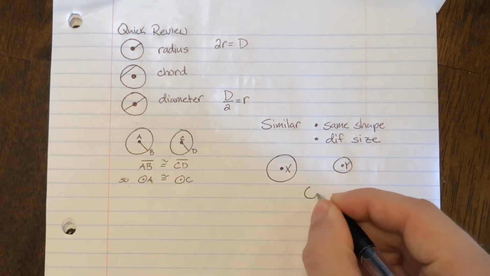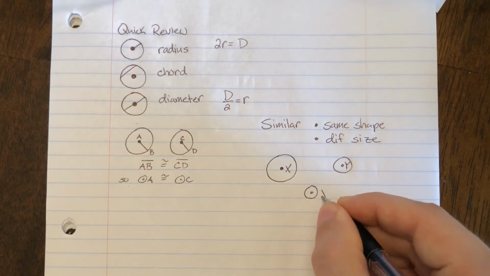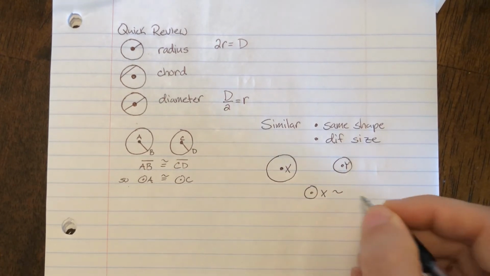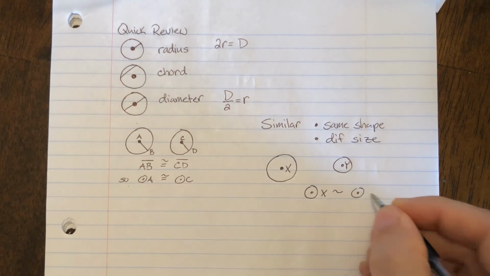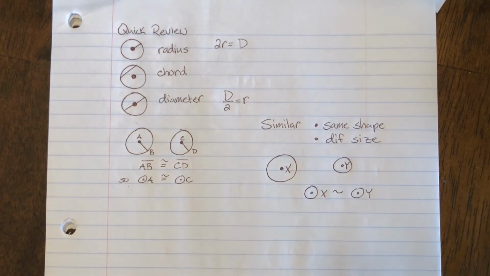And in case you forgot, the symbol for similarity is this. It looks like a tilde, like a little wavy line. So you'd say circle X is similar to circle Y.